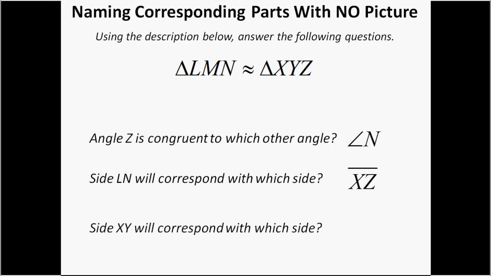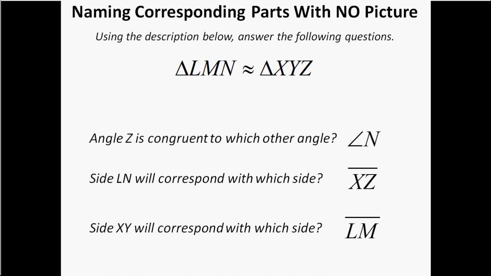And then finally we've got side XY. Well, XY is the first pair of points, so the first pair of points in the other triangle is LM. And that's about it.